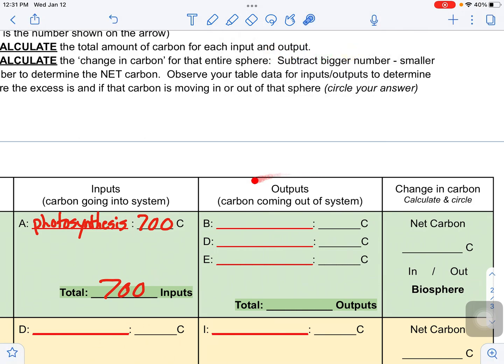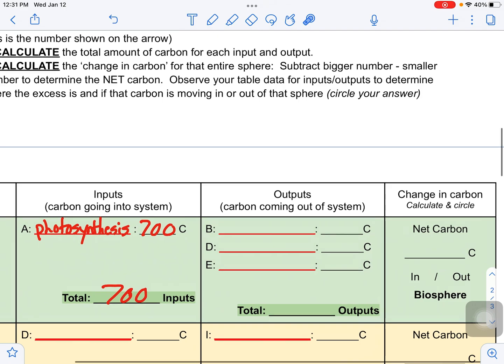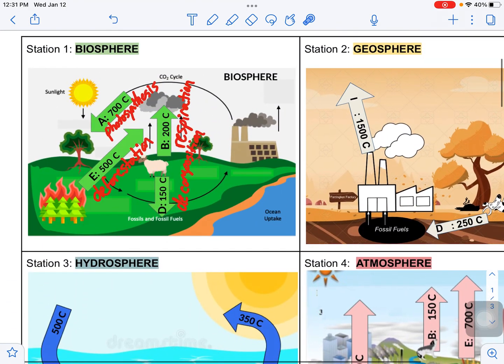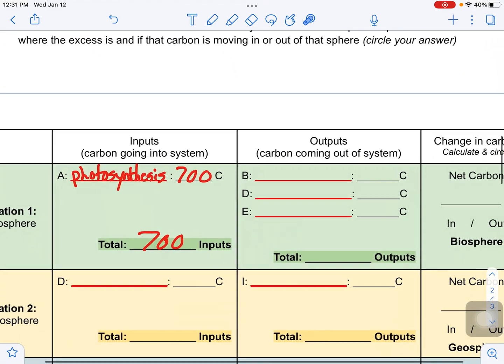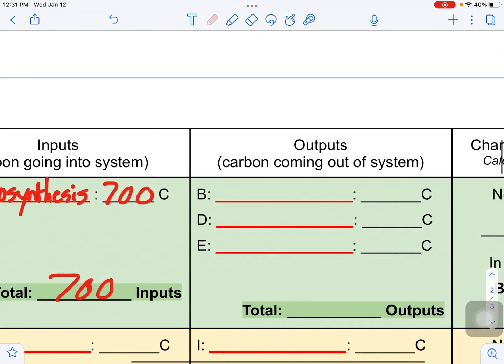Now in the next column, I want to look at my outputs. So here are my outputs. I'm going to look at letter B first. Letter B right here is referring to respiration, and it's a value of 200. So I'm going to go ahead and fill that in for one of my outputs.